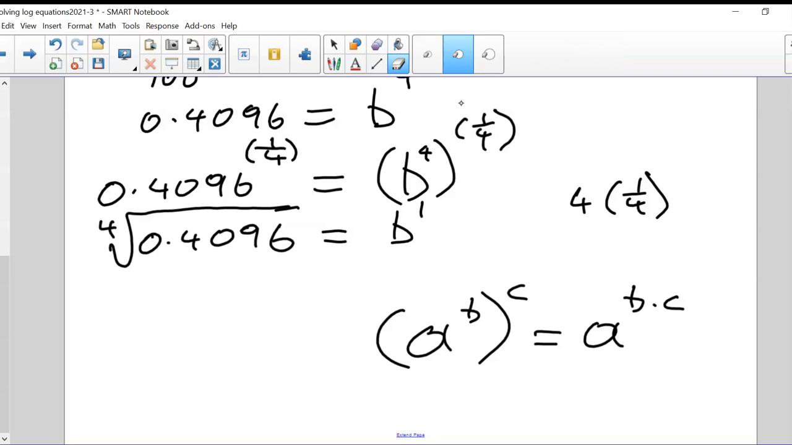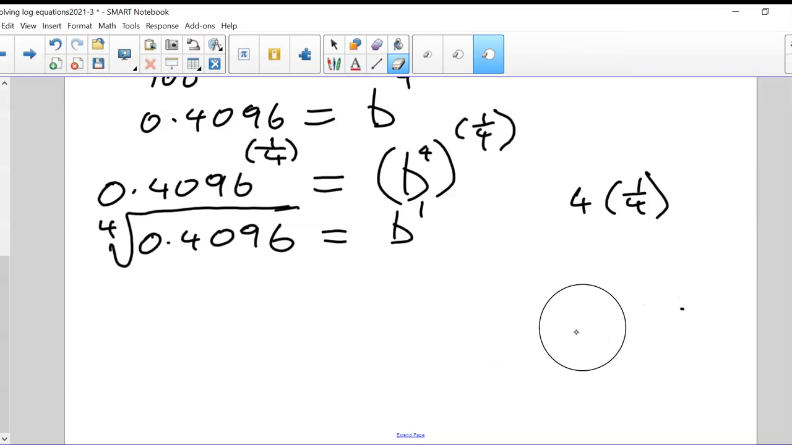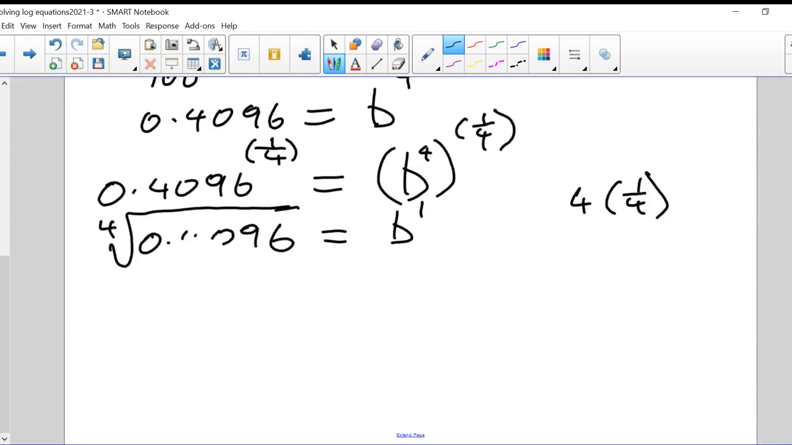Let me erase this in the meantime. What are you getting when you find the fourth root of 0.4096? Over to you, folks. What's your answer? What is b1 equal to? Okay, so I'm getting 0.8 from Harish and Rachel. Thank you both.